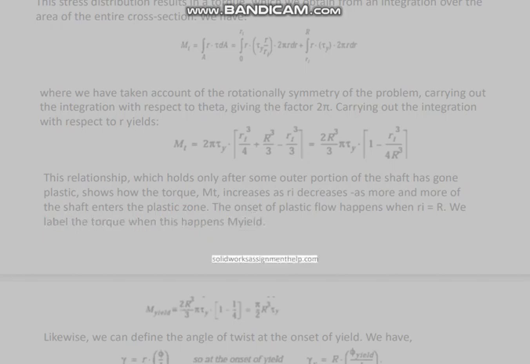Likewise, we can define the angle of twist at the onset of yield.